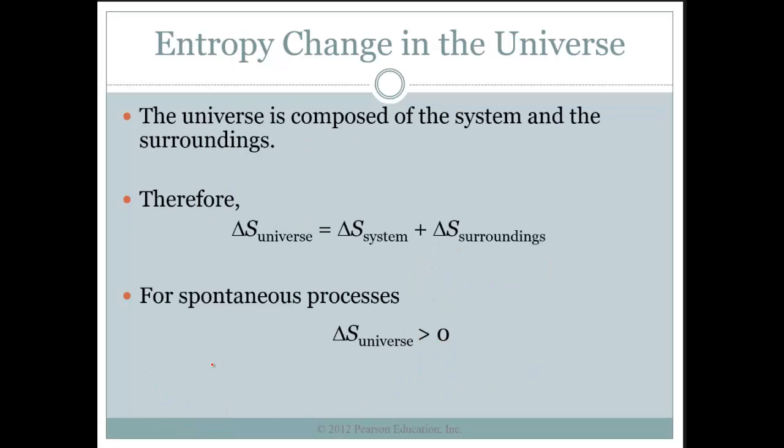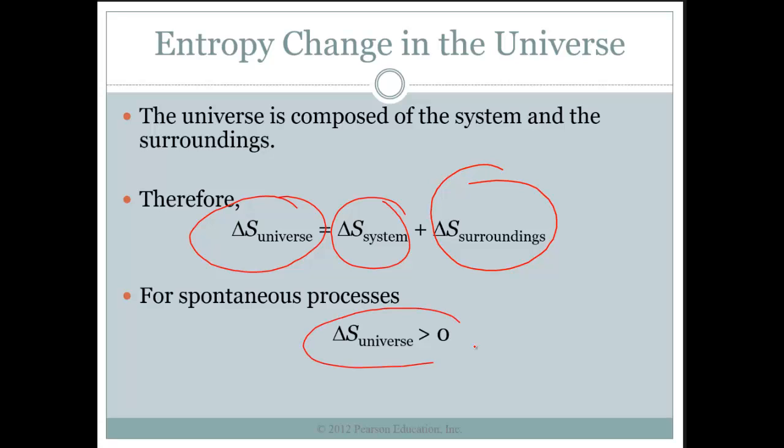The universe is composed of the system and the surroundings. Therefore, the delta S, the entropy change of the universe, is equal to the system and the surroundings added together. For a spontaneous process, the delta S of the universe has to be greater than 0. It has to be positive.